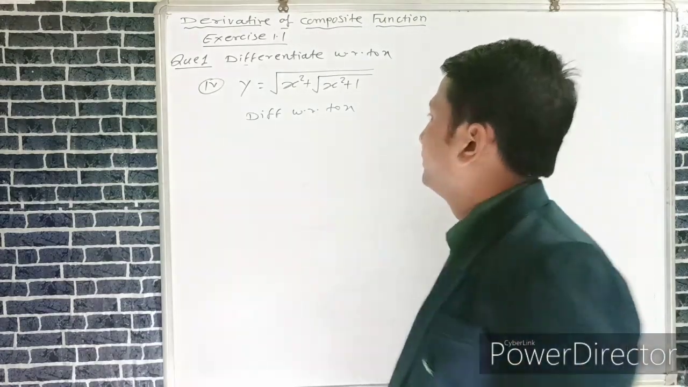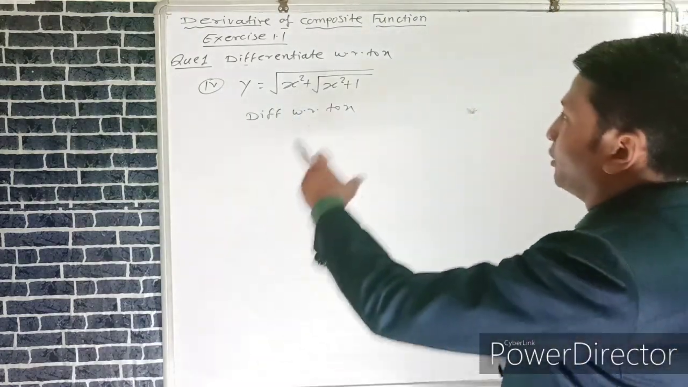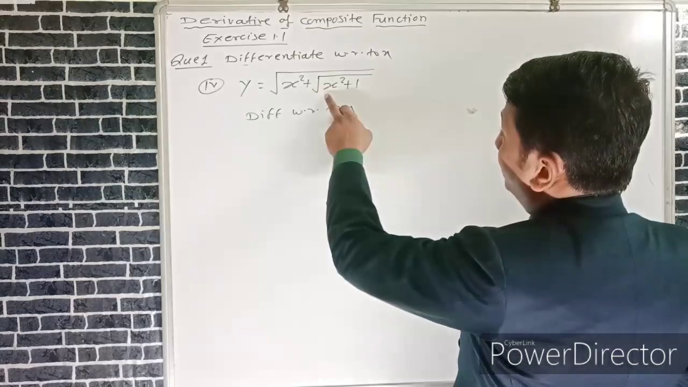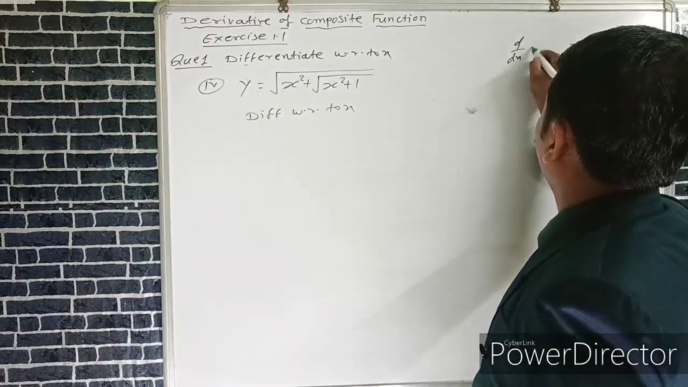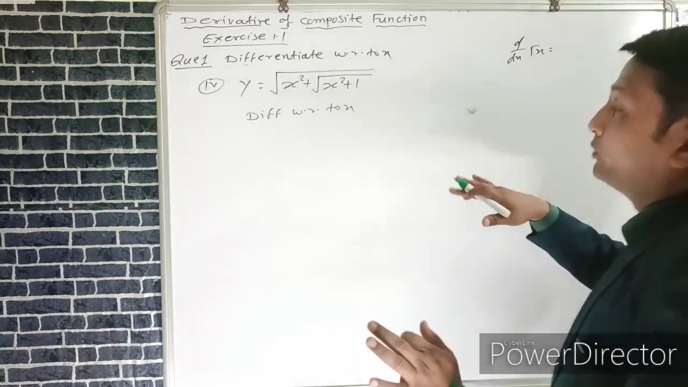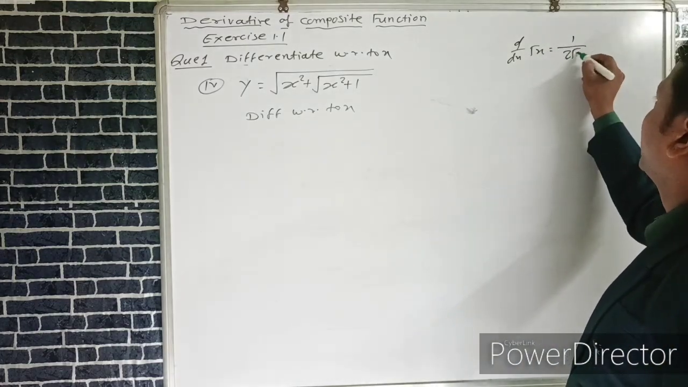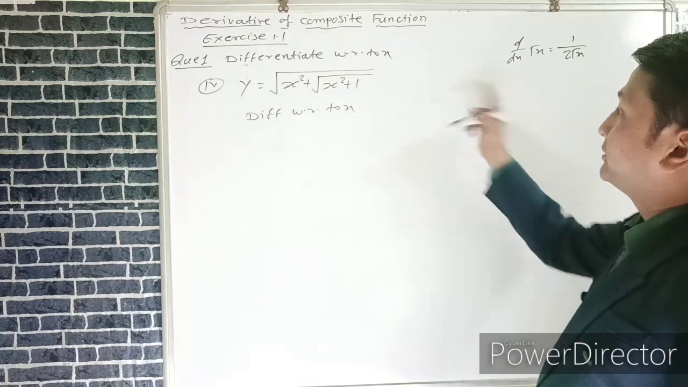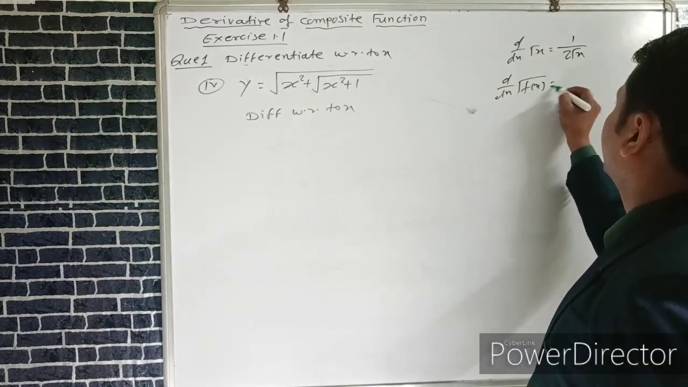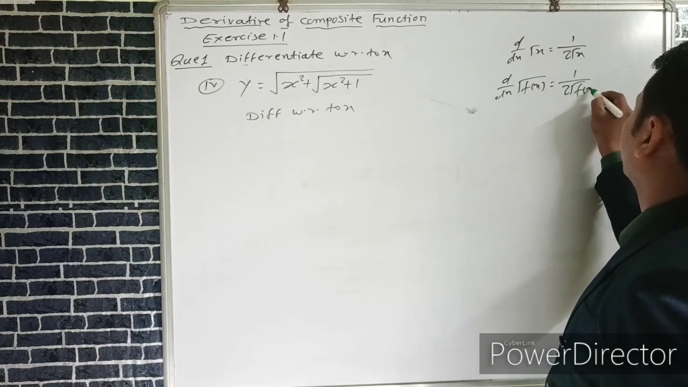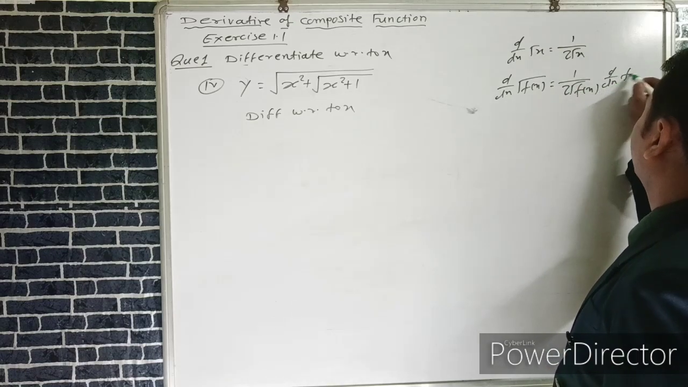Next example, number 4, y is equal to under root of x square plus under root of x square plus 1, which is again in the form of derivative of root x, and we know the derivative of root x is 1 upon 2 root x. If the given function is a composite function, then we can write the derivative of under root of fx is 1 upon 2 under root fx into again the derivative of fx.